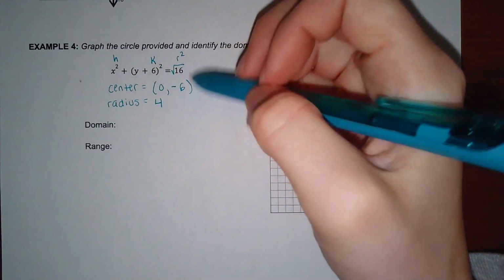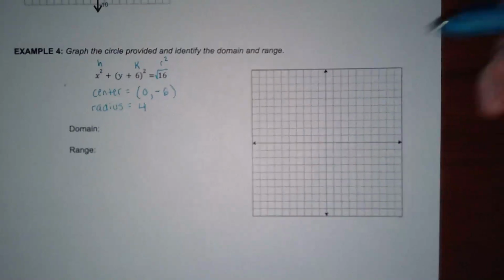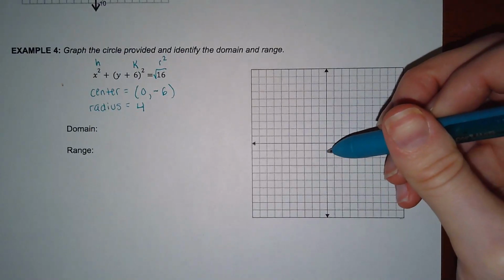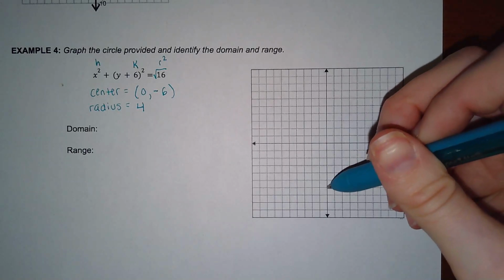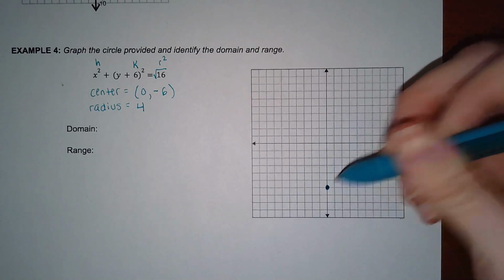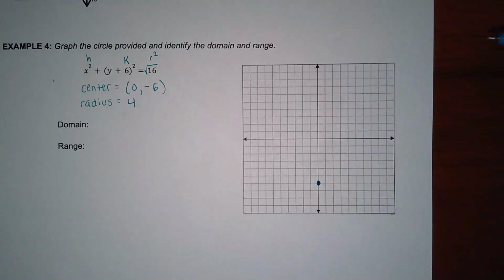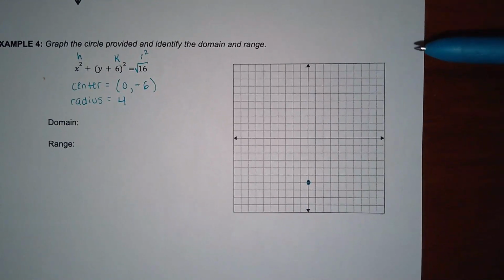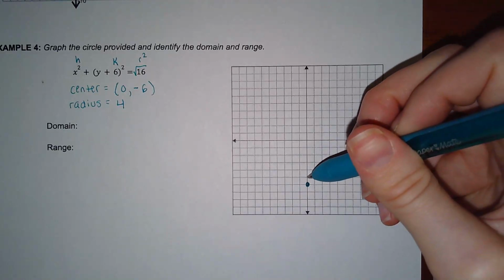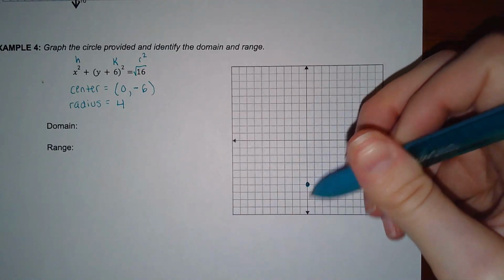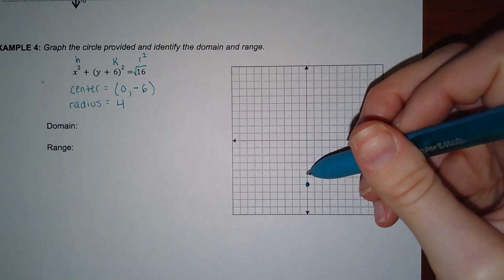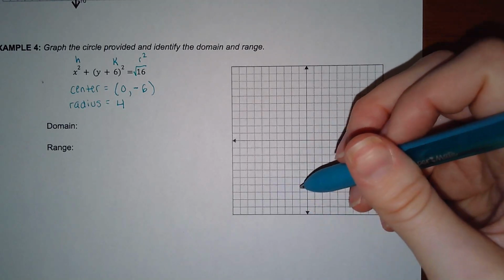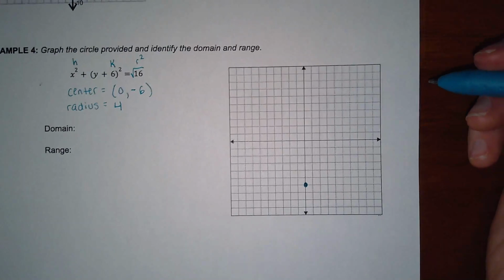I'll go ahead and create my graph. I'm going to start my graph by plotting the center. So I'm going to plot the point 0, 1, 2, 3, 4, 5, 6, so 0, -6. And then the radius is 4. So to create my graph, I'm going to go 4 each direction from my center. So I'm going to go 4 up and 4 down and 4 left and 4 right. And I'm going to plot a point at each of those spots.